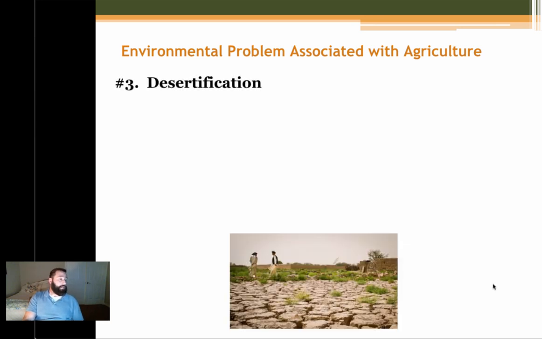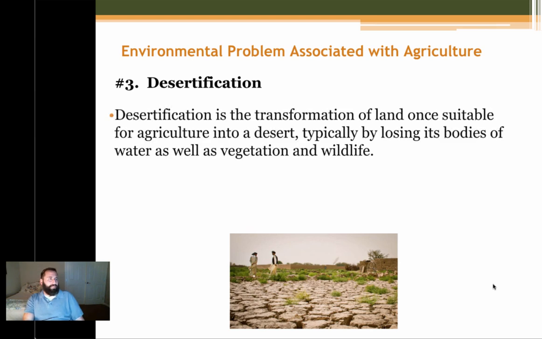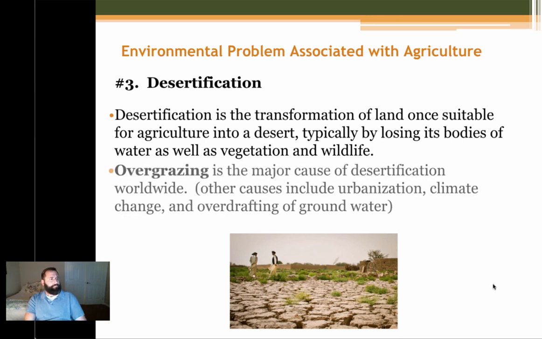What's another environmental problem associated with agriculture? Desertification. This is the transformation of land that was once suitable for agriculture into desert. We can even lose the bodies of water in the area as well as the vegetation and wildlife. This can happen when an area is clear cut. Again, we take away the shade that the trees provide and more water evaporates out of the soil. And that doesn't support life.